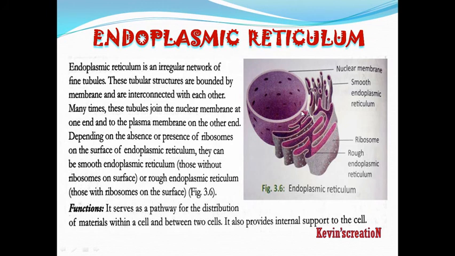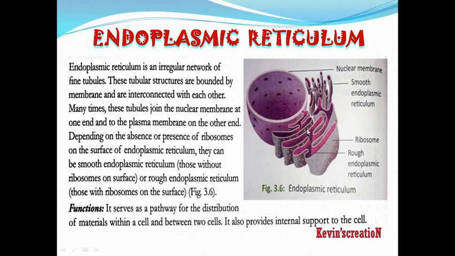Sometimes it is connected with the nuclear membrane at this end. Other end is connected to the cell membrane. Many a times these tubules join the nuclear membrane at one end and the cell membrane or the plasma membrane on the other end. All these tubes are interconnected. You can see here it is interconnected. Sometimes one end is connected to the nuclear membrane, the other one is connected with the cell membrane. Now this could be of two types.